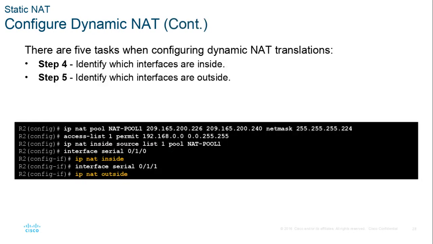Now, we still have to do the step of telling which port is the NAT inside port that goes to connect to our internal clients, our protected clients, and which port goes to our ISP or back to our home office, which is IP NAT outside.